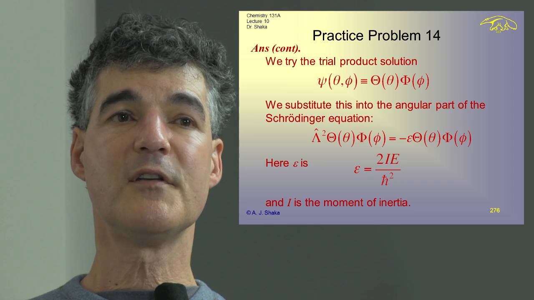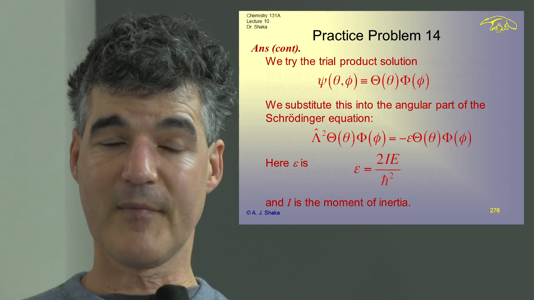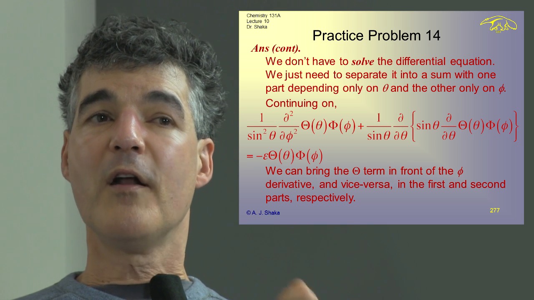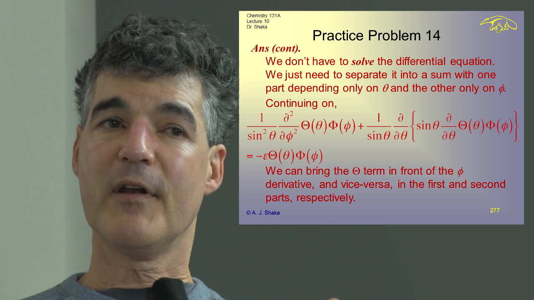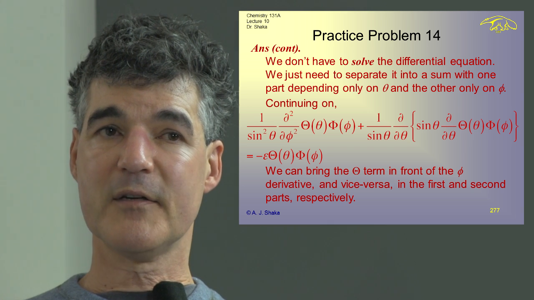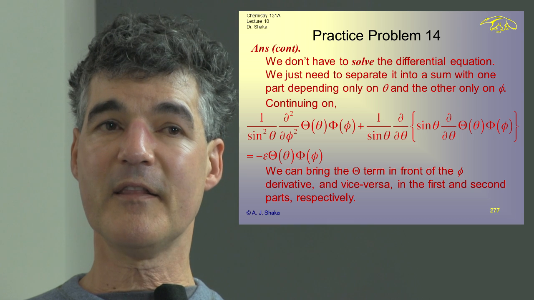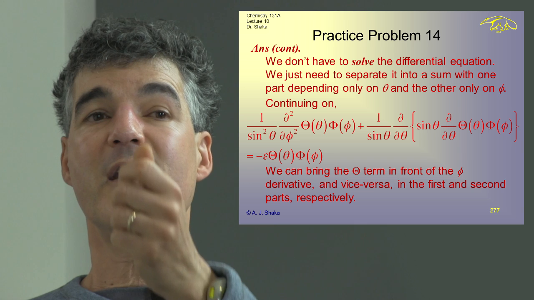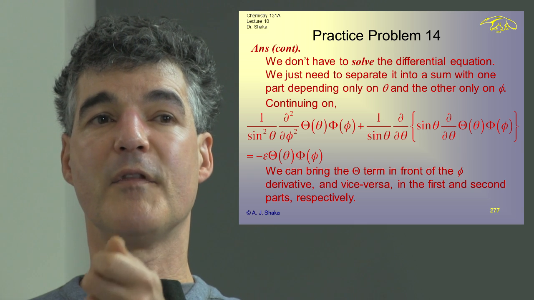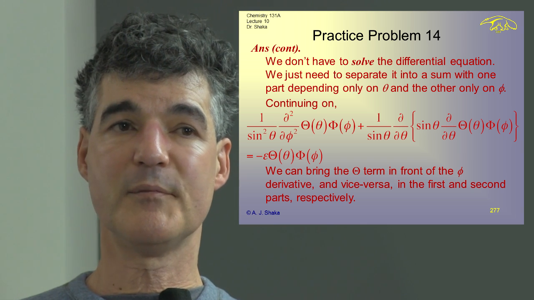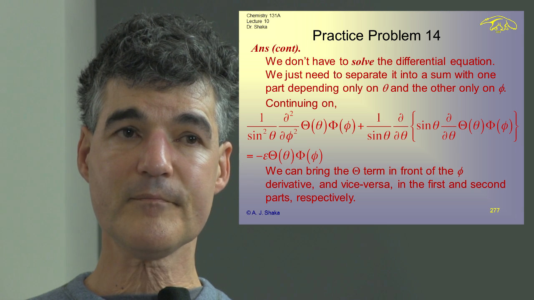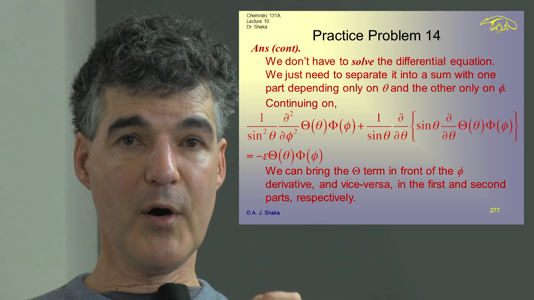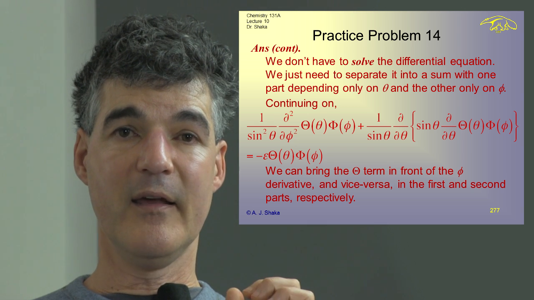Now if we substitute this in, here's what we find. We have 1 over sine squared theta, second derivative with respect to phi of this product, plus 1 over sine theta, first derivative with respect to theta of sine theta, first derivative with respect to theta of the product, is equal to minus epsilon times the product. I do the same thing. I divide both sides by the product.